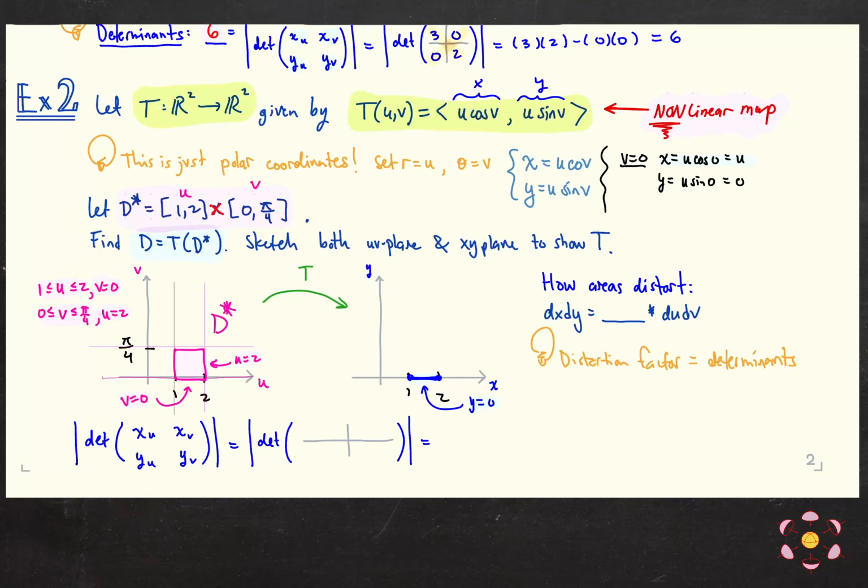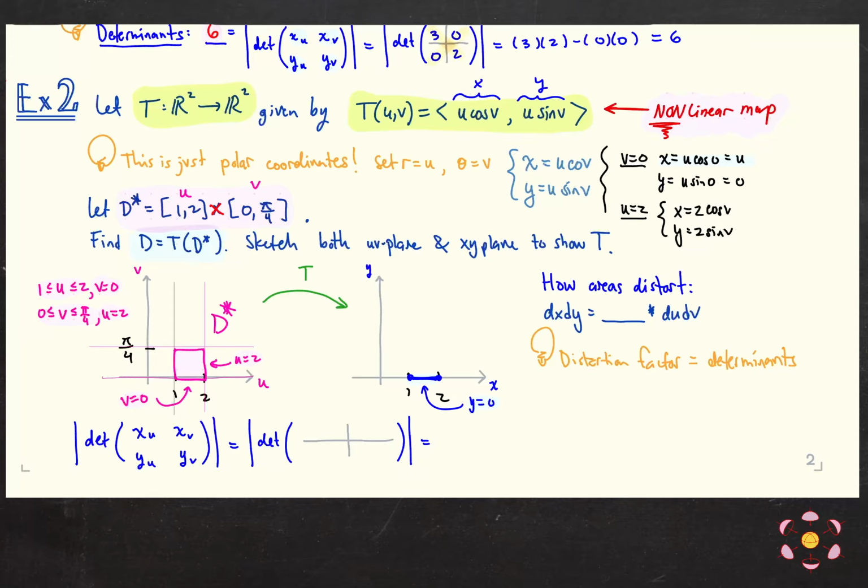Now let's look at the other curve. What was the other curve? The other curve was u equals 2. Plug u equals 2 into the two equations. I've got x is equal to 2 cosine of v, y is equal to 2 sine of v. And now you've got to think for a minute. What are these equations? What are the values of v? Well, v goes from 0 to pi over 4.